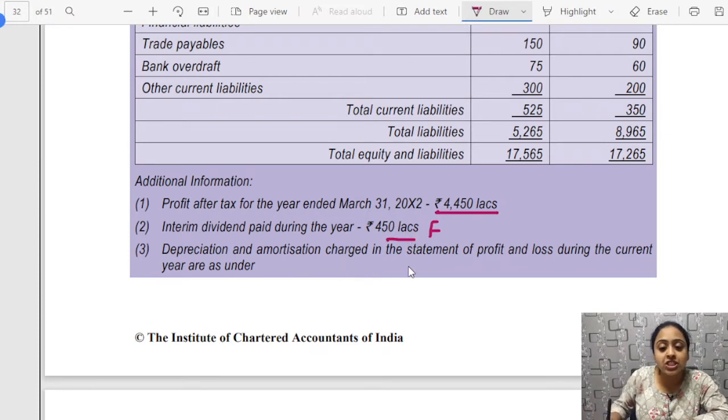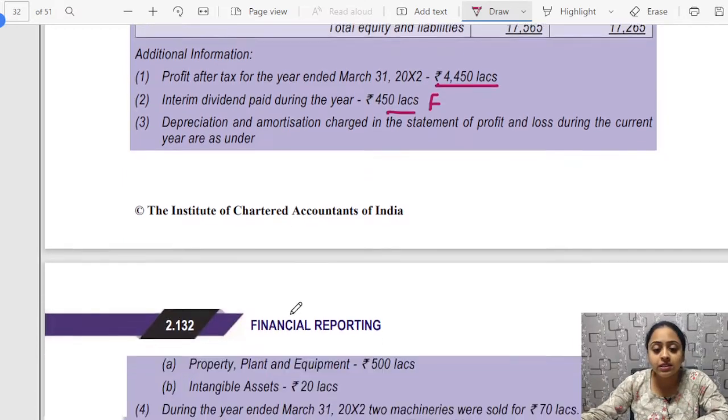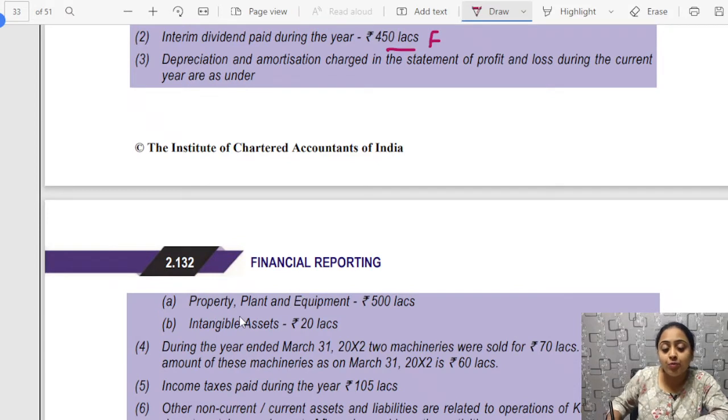Depreciation and amortization charged in the statement of P&L has already been charged. This is non-cash, you need to reverse it. What is this? For property, plant and equipment, it is 500 lakh, and for intangible asset, it is 20 lakh. This is depreciation, a non-cash item. Okay, it has already been included in P&L.